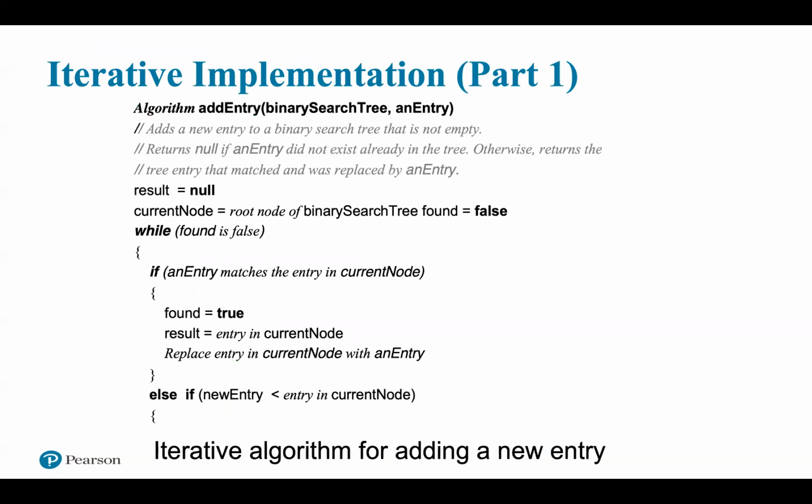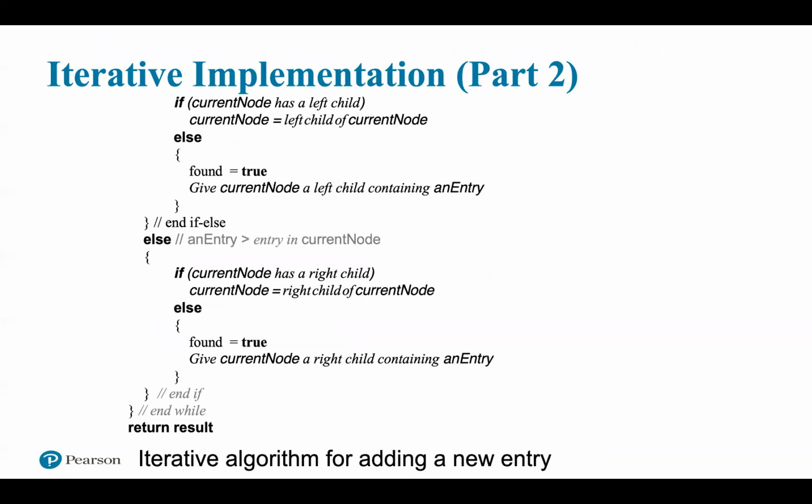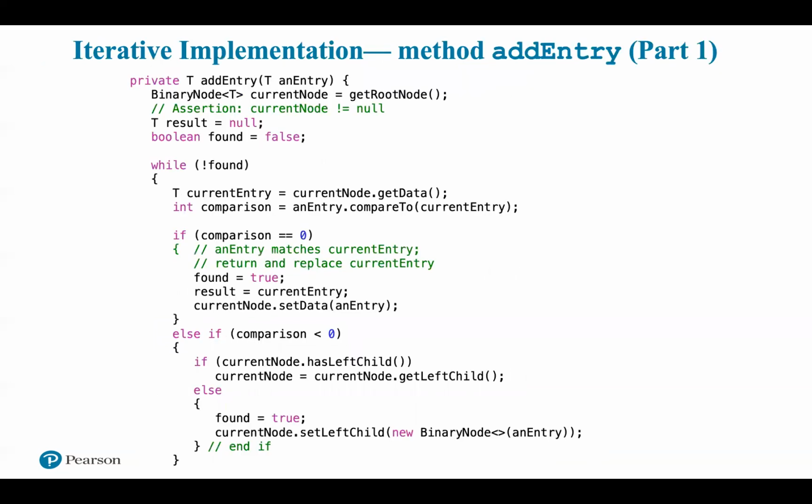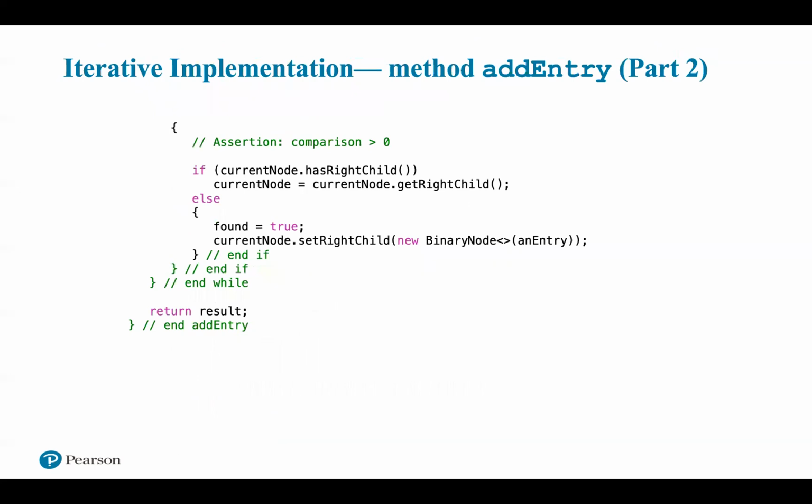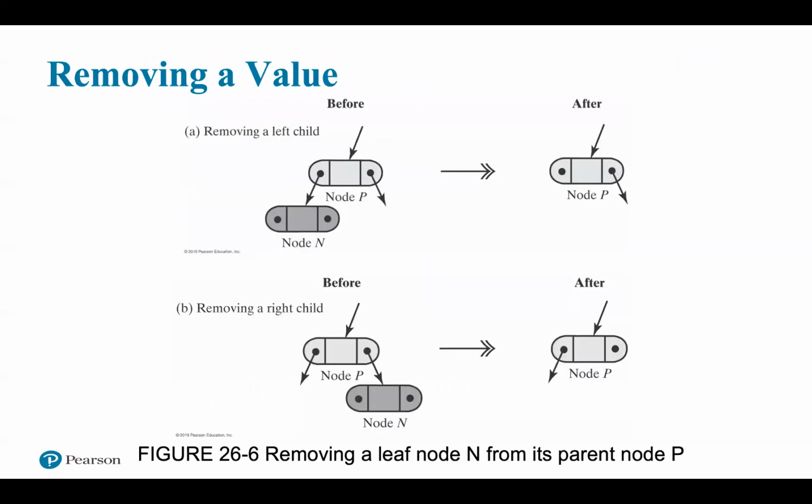Here we're looking at the iterative algorithm for adding a new entry, and so you can see that in more detail. Here's the continuation. And here we're showing an iterative implementation of the method addEntry. The Java implementation of the previous algorithm closely follows the algorithm's logic. Note the use of the protected method getRootNode that is inherited from BinaryTree. Here's just a continuation of that, and so you can look that over at your leisure.